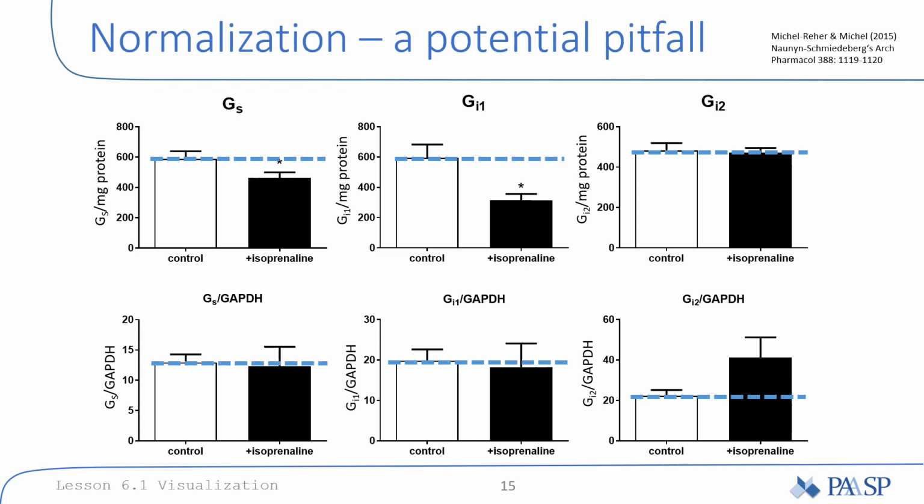And what you can see is that normalization for GAPDH indeed changed the conclusion of the study, as the reduction in GS and GI1 vanished, and the lack of change in GI2 looked now more like an increase. So why is that? The explanation is that the GAPDH expression actually changed upon isoprenaline treatment and did not stay at the same level. In fact, for the experiment shown here, a 32% lower expression of the GAPDH protein in cells treated with the beta adrenoceptor agonist was detected compared to the control samples.